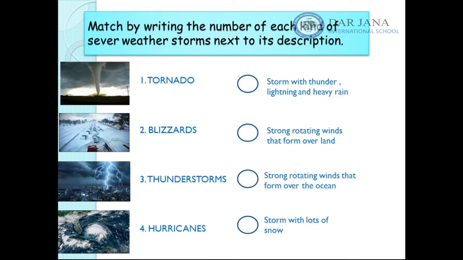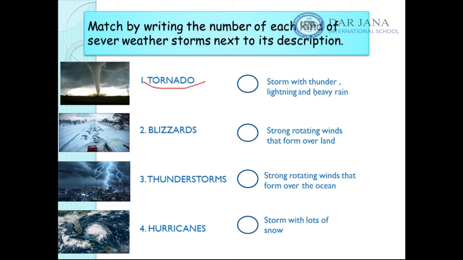Now, we will see some severe storms, or very dangerous storms. We have the tornado, we have the blizzard, we have the thunderstorms, and we have the hurricanes. I will look at these pictures and they will help me a lot to know the sentence that describes each picture. For example, the tornado. As you can see, the tornado is like a funnel and it is rotating winds. Can you see that the winds are very strong and they start to rotate around itself and it spins. That's why it's called a tornado.